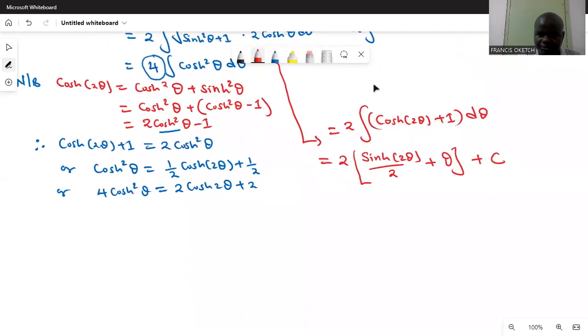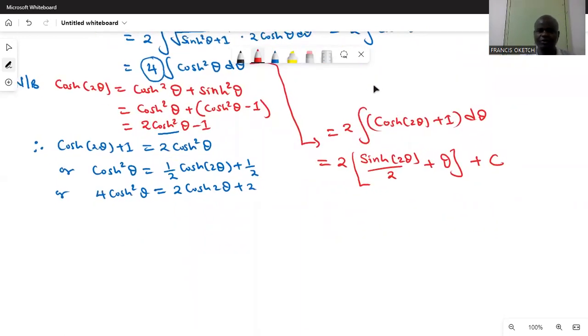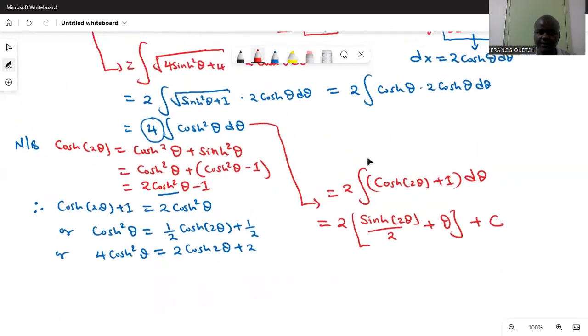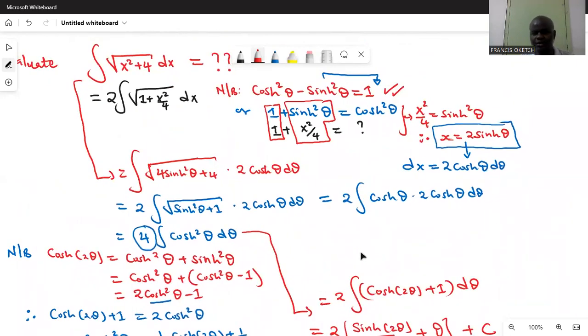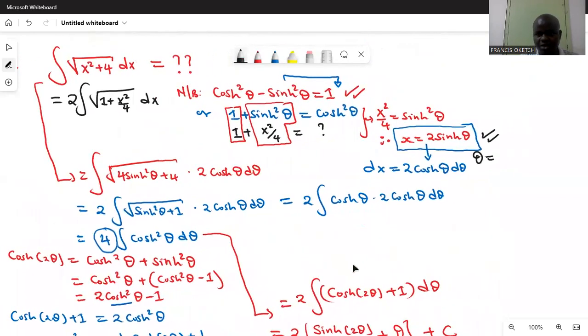So therefore, I want to replace theta. So we go back to where we defined theta. Let me take you back to where we defined theta. You see from this equation where x is equal to 2 sine hyperbolic of theta, you can make theta the subject from here. You get that theta is equal to, now we are going to divide by 2, then take sine hyperbolic inverse on both sides. So it is sine hyperbolic inverse of x over 2. So that is our theta.